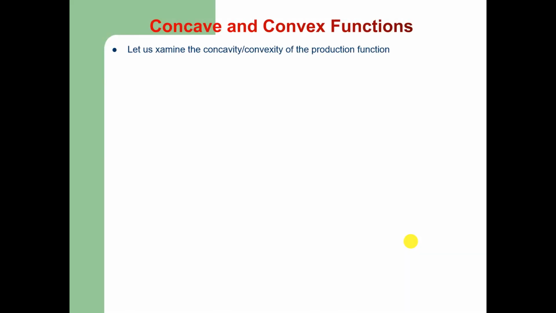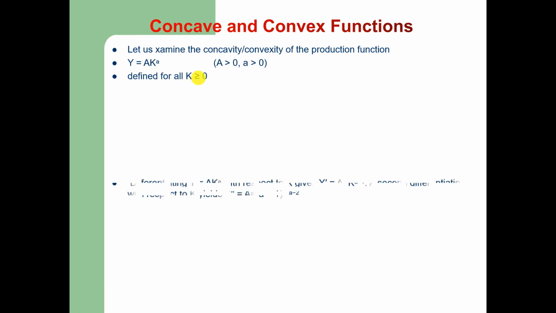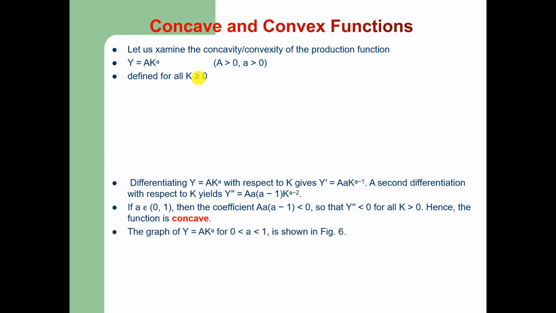Let us also examine the concavity and convexity of some other production function, where y is equal to A k raised to the power a, and this A is positive and a is also positive. These are two constants. Now this function is defined for all k, where k is non-negative, that is greater than or equal to 0.